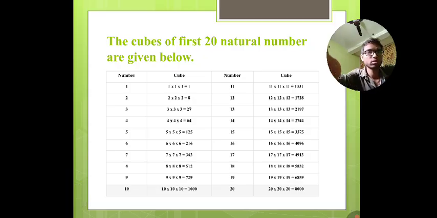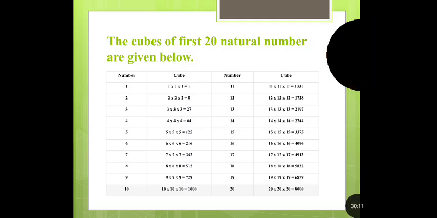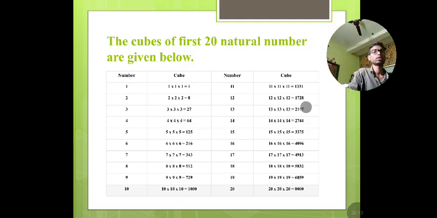Now next we have 11. So the cube of 11 would be 1331. These are cubes of numbers. Clear?